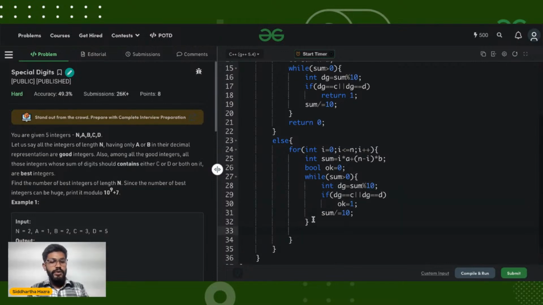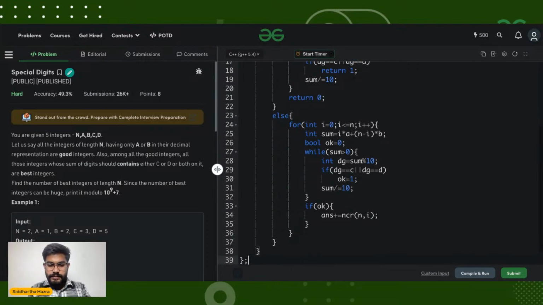Now at this point, OK is equal to 1, and we can break from this or we don't break it. That won't make much difference. After this, if OK is true, then we would say answer plus equals NCR of n comma i. Okay, NCR of n comma i, and then we would simply return the answer.